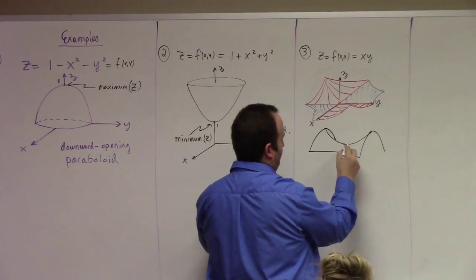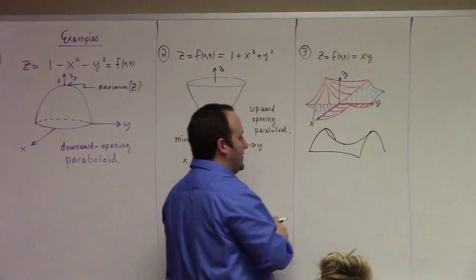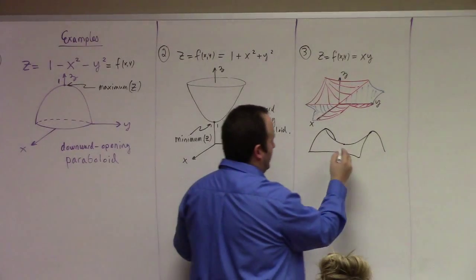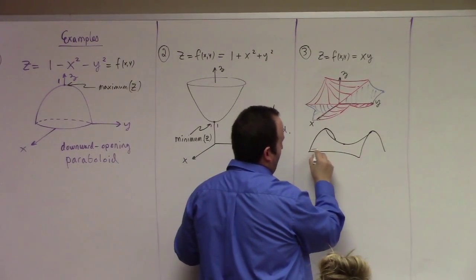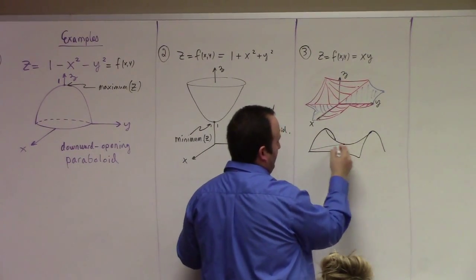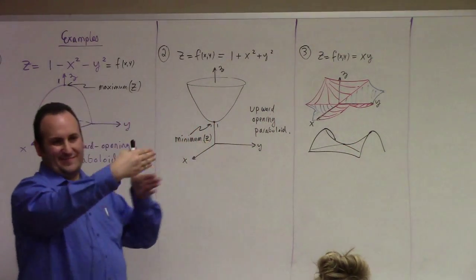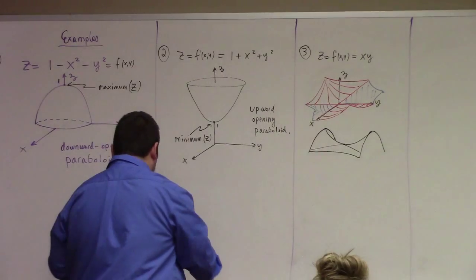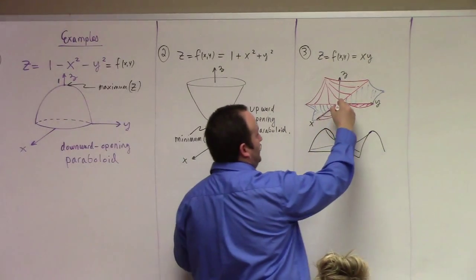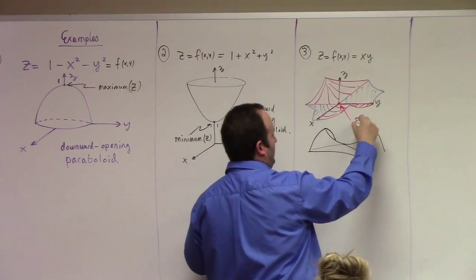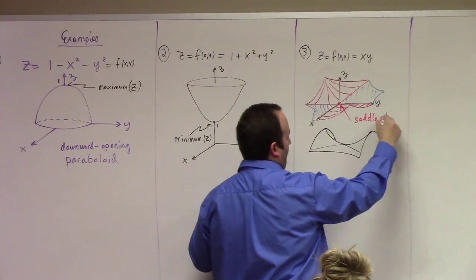So it's hard for me to draw. The x-axis is something like this, and the y-axis is something like that. The point is, the origin here is neither a min nor max. This is a saddle point.